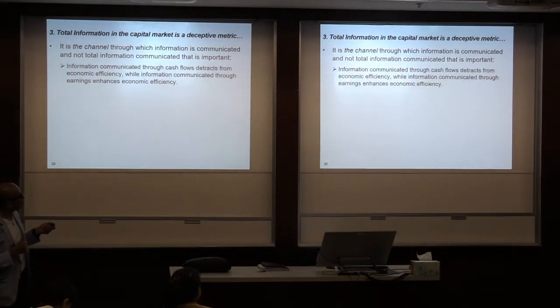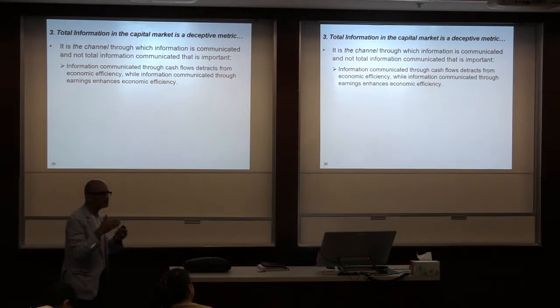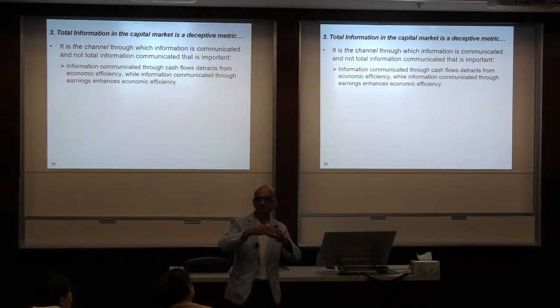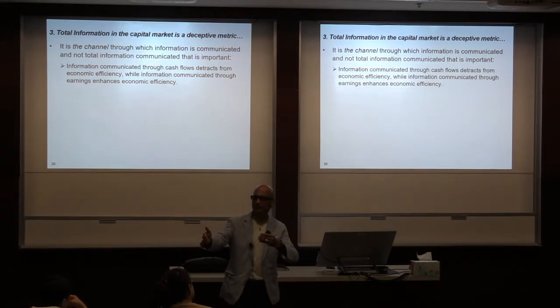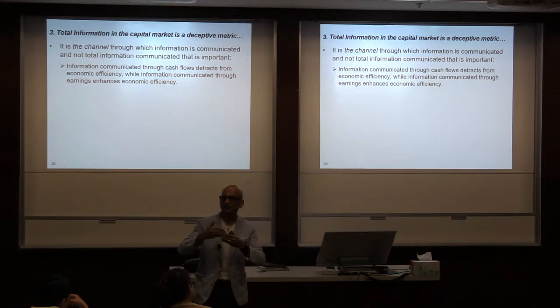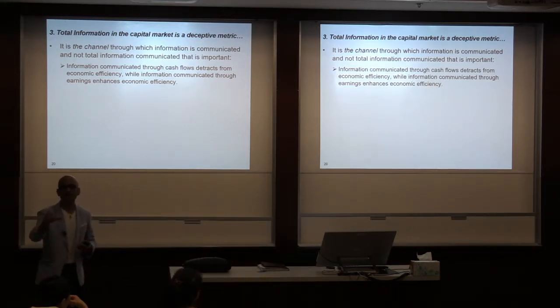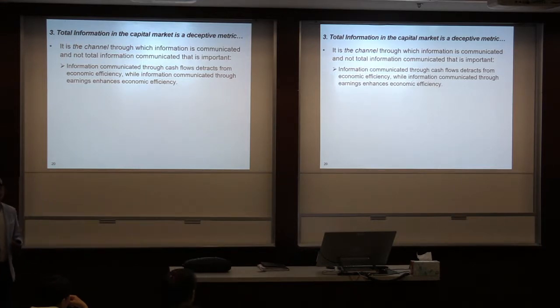I will show you that information, for example, communicated through cash flows, many times reduces economic efficiency. Information communicated through earnings enhances economic efficiency. You may say, how? Well, intuitively, cash flows is essentially taking inflows of cash, subtracting outflows from investments. If these are commingled, it's going to detract or reduce economic efficiency. In fact, that's why we have accrual accounting. Accrual accounting is going to measure these investments. They will do so with noise.